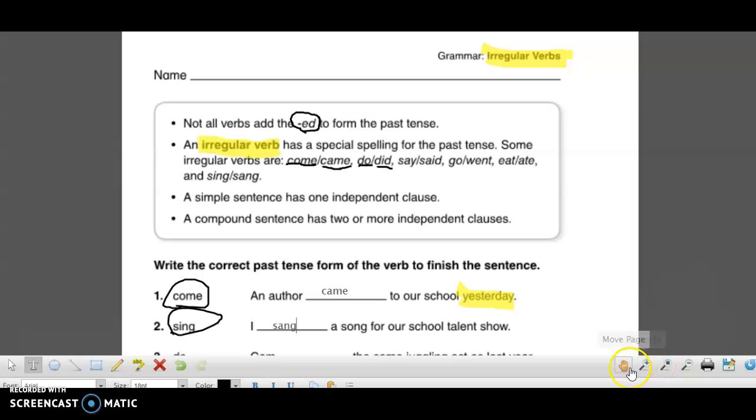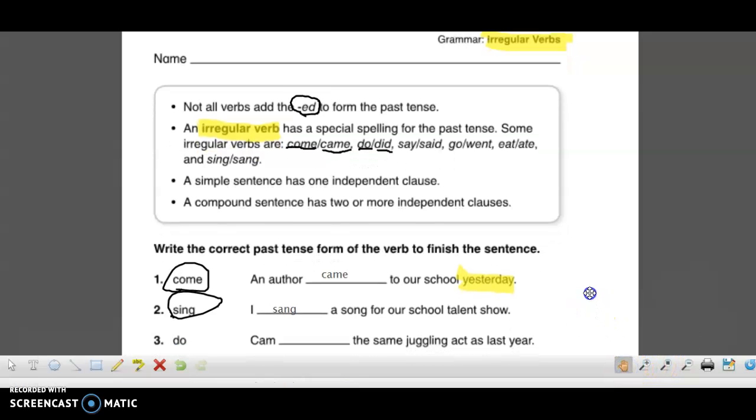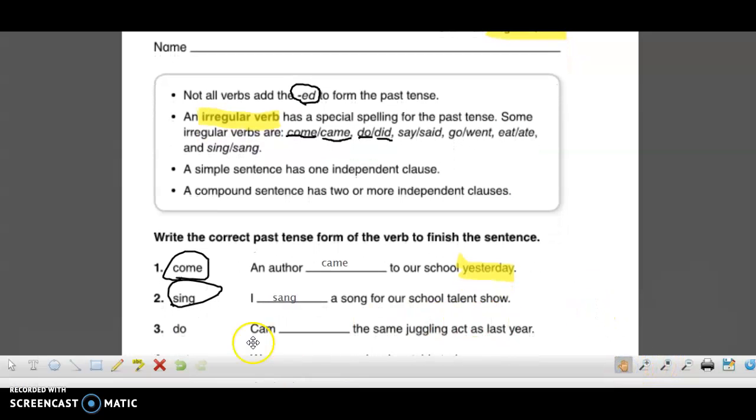Okay, so for the next one, number 3, I want you to go ahead, pause the video, and rewrite this sentence, changing do into its past tense. And remember, there's a clue in this sentence, last year, that tells us this is a past tense sentence. So we need to change do into its past tense form. Go ahead and pause the video to do that. Rewrite it in your interactive notebook.